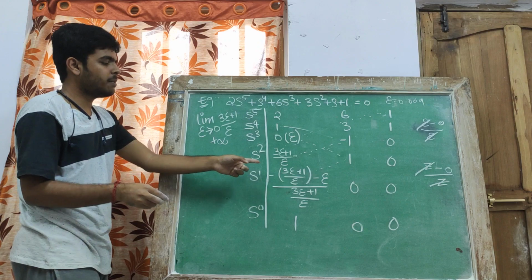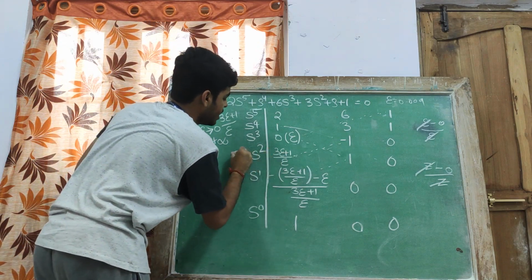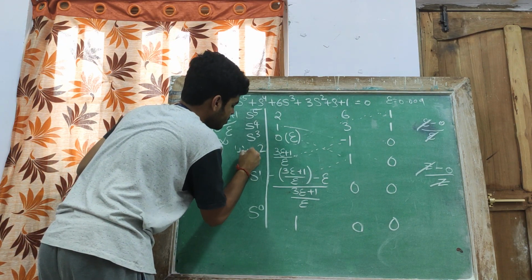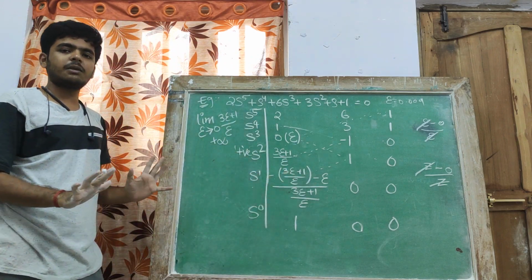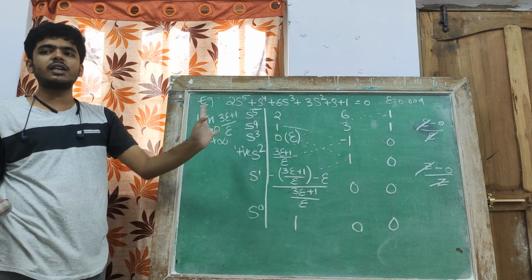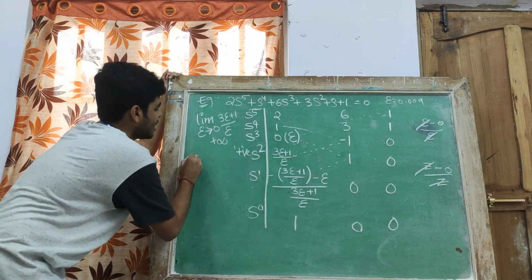So it is a positive term. So we will be writing it as positive. If this particular term is positive, then the system is stable. If not positive, then it is unstable. We will be seeing this particular term also.